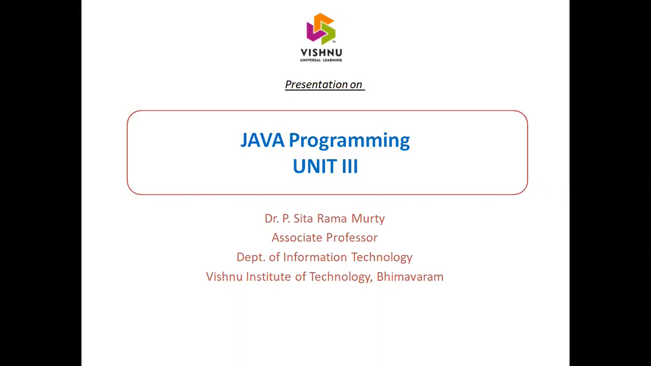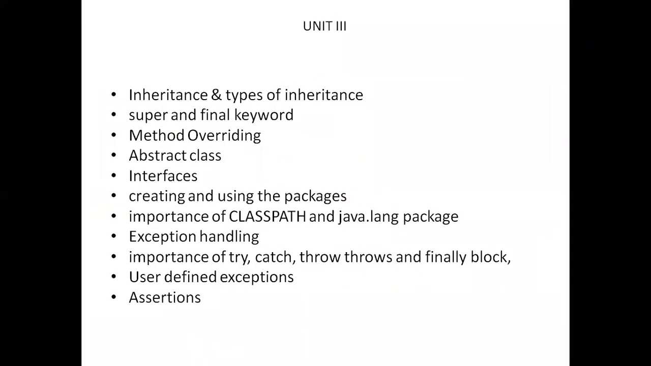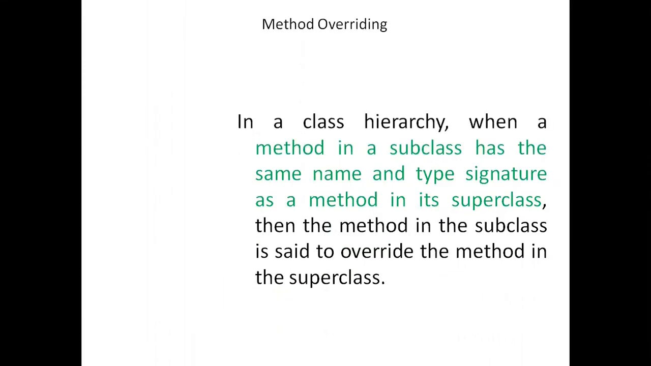So welcome back to Java programming session. In this session, let's discuss method overriding. In a class hierarchy, when a method in a subclass has the same name and type signature as a method in its superclass, then the method in the subclass is said to override the method in the superclass.